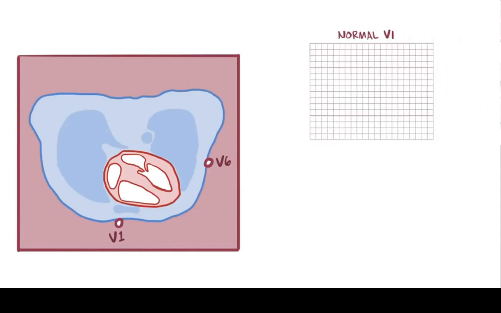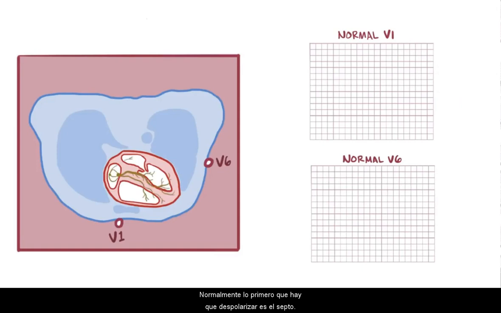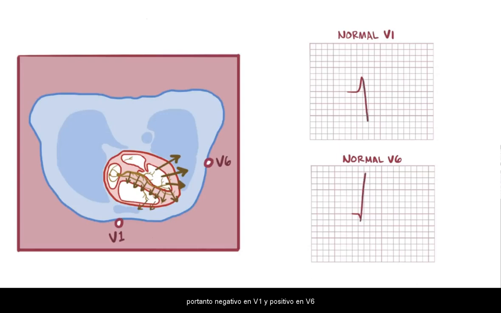Normally, the first thing to depolarize is the septum, and the wave of depolarization moves from the left bundle branch toward the right ventricle, so toward V1 but away from V6, meaning you'll get a positive deflection on V1 and a negative deflection on V6. Then that wave moves to the ventricles themselves, and since the left ventricle is usually more massive, you'll get a large depolarization directed away from V1, but toward V6. So negative on V1 and positive on V6.